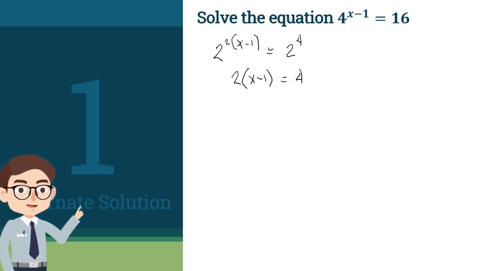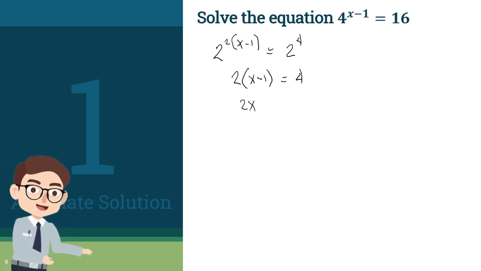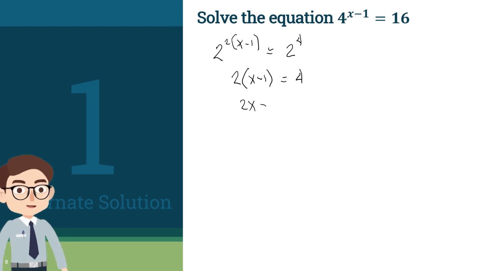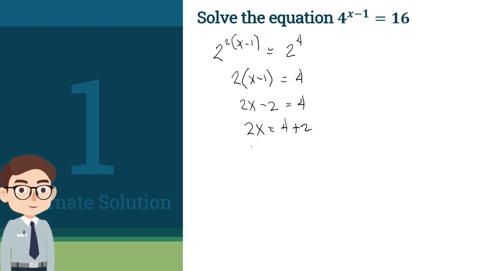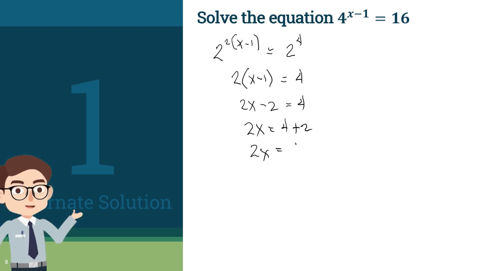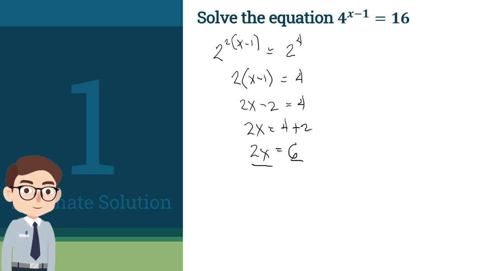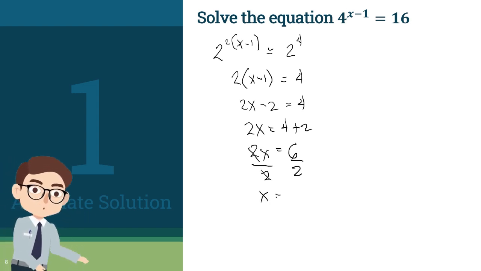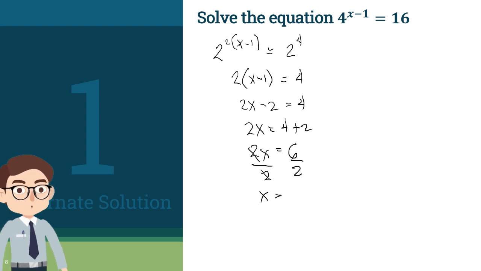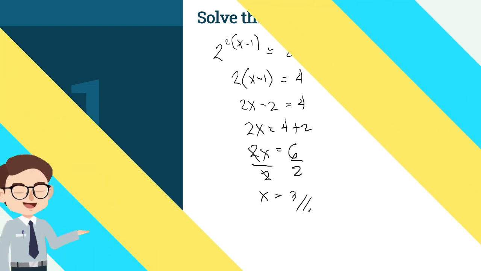Let's simplify it. 2 multiplied to x is 2x. 2 multiplied to negative 1 is negative 2. So 2x minus 2 is equal to 4. Let's simplify. 2x is equal to 4 plus 2. Then 2x is equal to 6. Divide both sides by 2 for us to have the value of x. Cancel 2. x now is equal to 6 divided by 2, which is equal to 3. And that is the final answer.